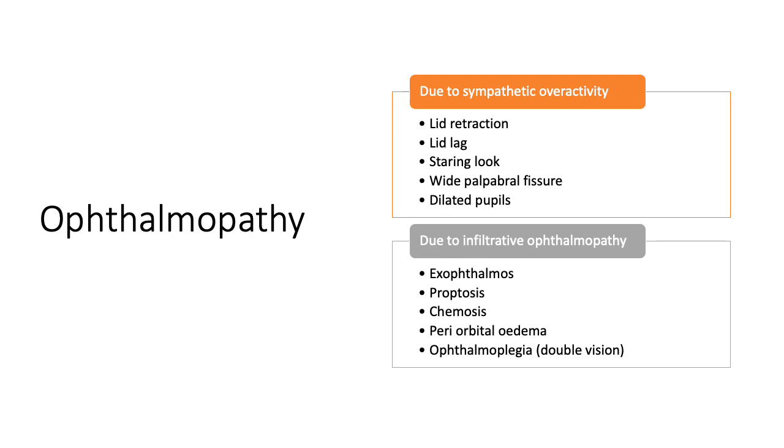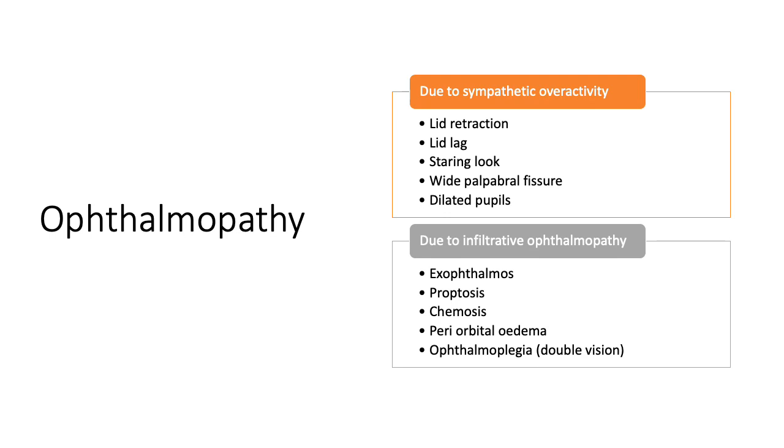Ophthalmopathy is the hallmark of Graves' disease. It is present in 30% of patients. There are two reasons why Graves' ophthalmopathy occurs. They are due to sympathetic overactivity and infiltration. The innervation of the levator palpebrae superioris is partly under sympathetic control. This retracts the upper lid to cause lid retraction, lid lag, a staring look, and wide palpebral fissure. Dilated pupils are due to increased sympathetic pupil dilator tone.